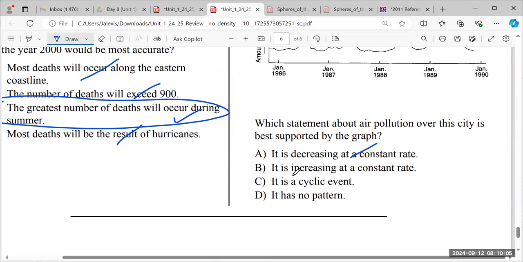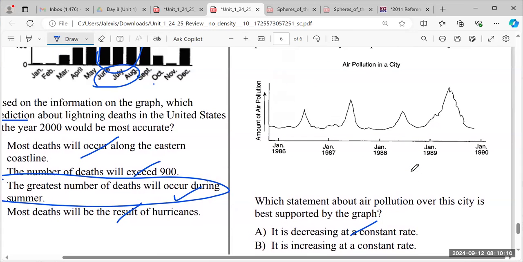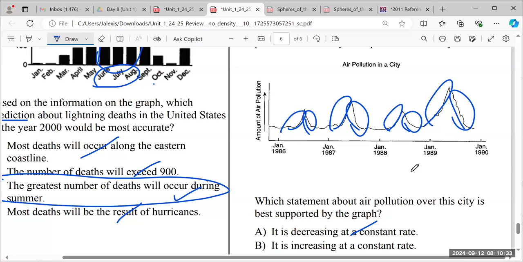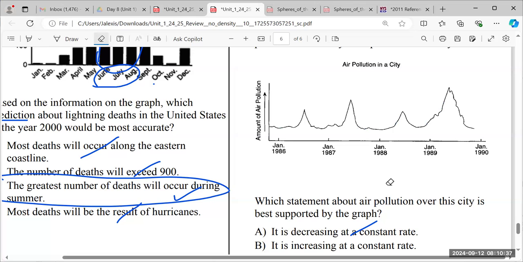All right. It is increasing at a constant rate. Well, when I take a look, increasing at a constant rate the entire time means that I would have a line that would be creeping upwards. And that's not the case, right? You see the line is going up and then it's going down. It's going up and then it's going down. So it's increasing and decreasing, okay?